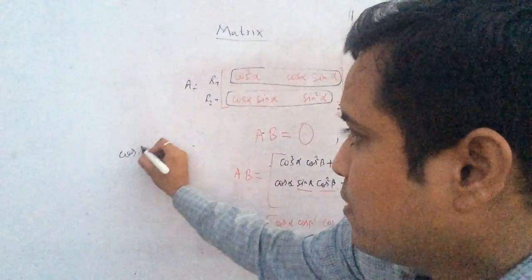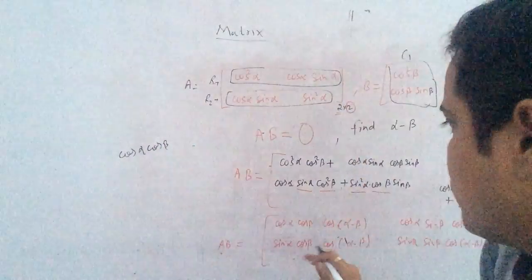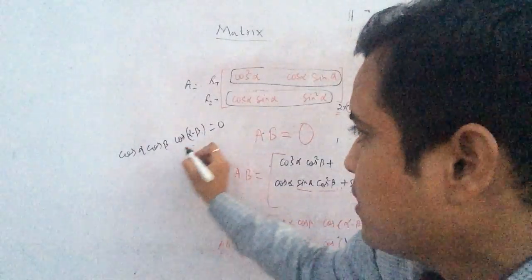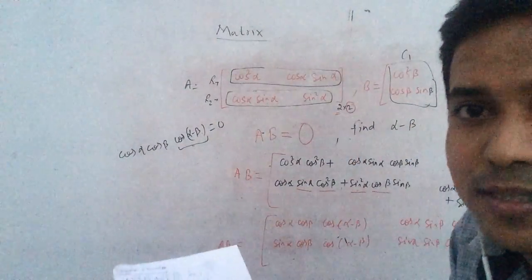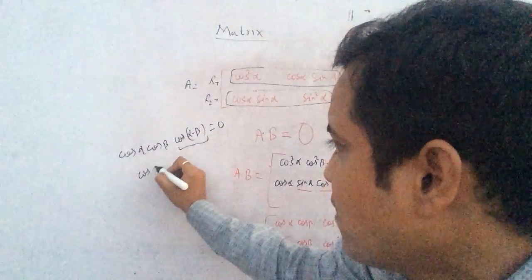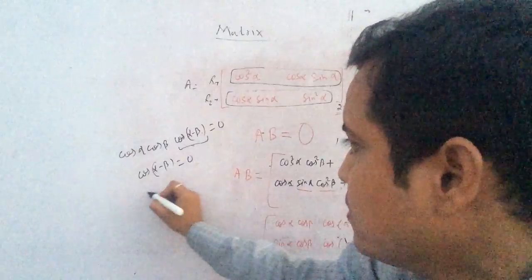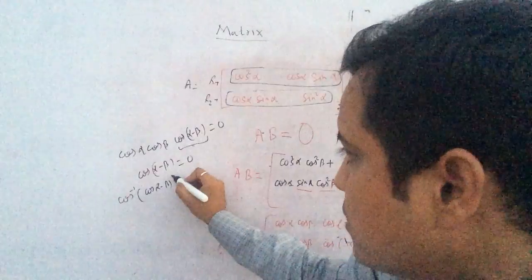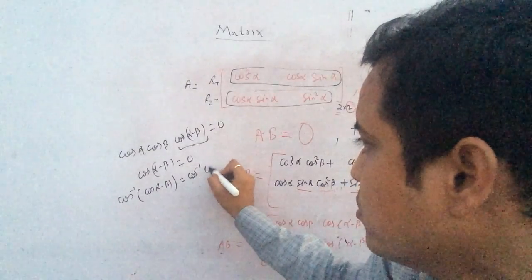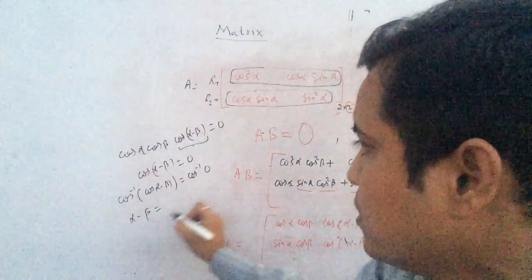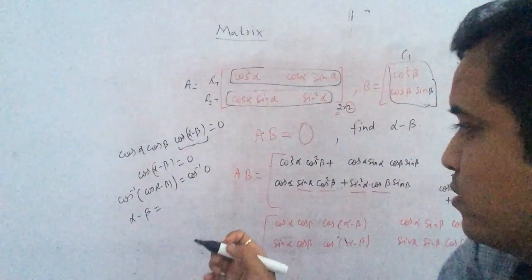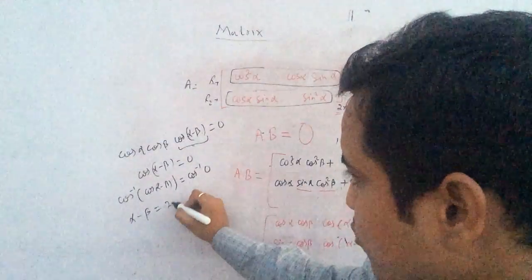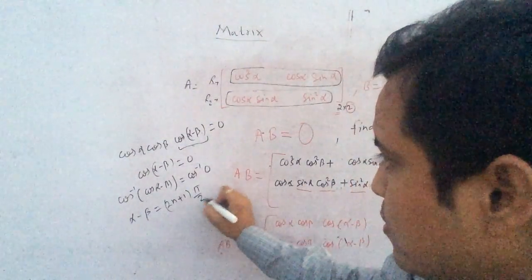So cos alpha cos beta cos alpha minus beta equal to 0. Here we have to find the value of alpha minus beta. Take cos of alpha minus beta equal to 0, so alpha minus beta equals cos inverse 0. Cos pi by 2 is 0, cos 3 pi by 2 is 0. So you get 2n plus 1 times pi by 2, an odd multiple of pi by 2, as the answer.